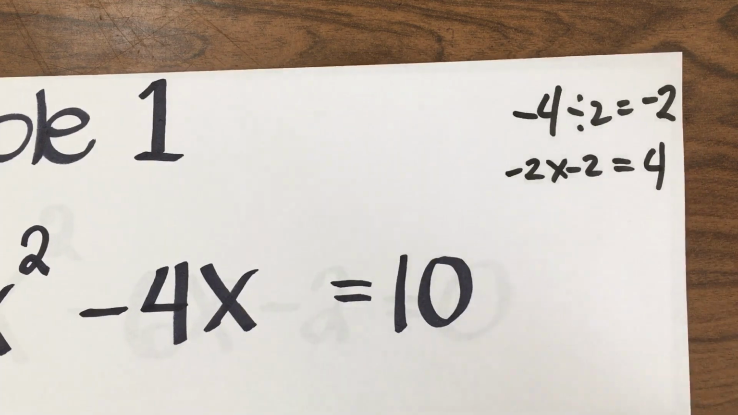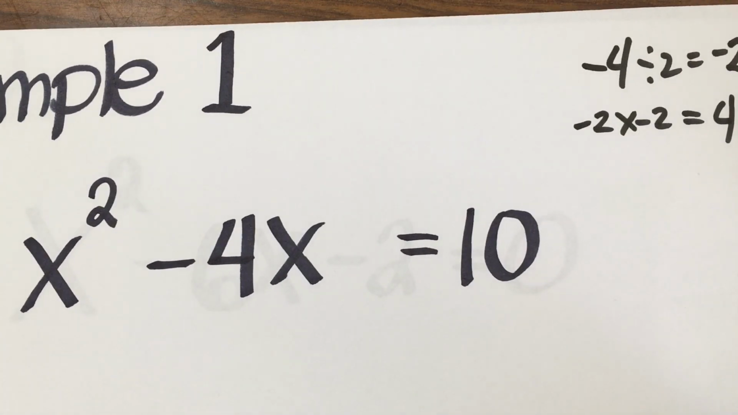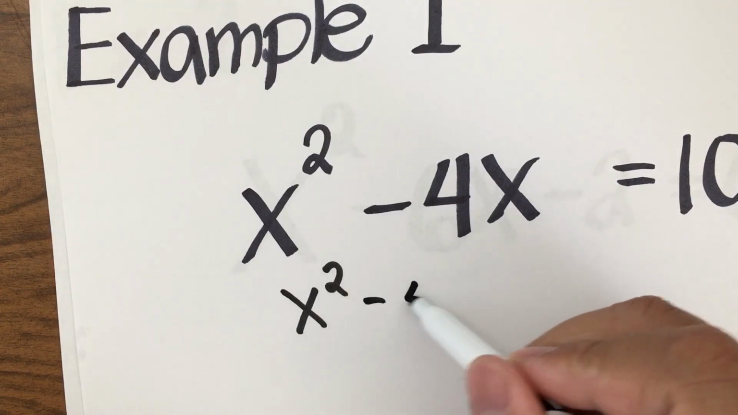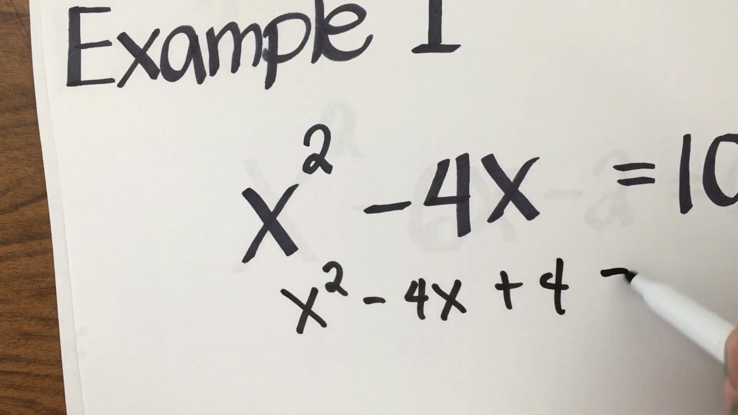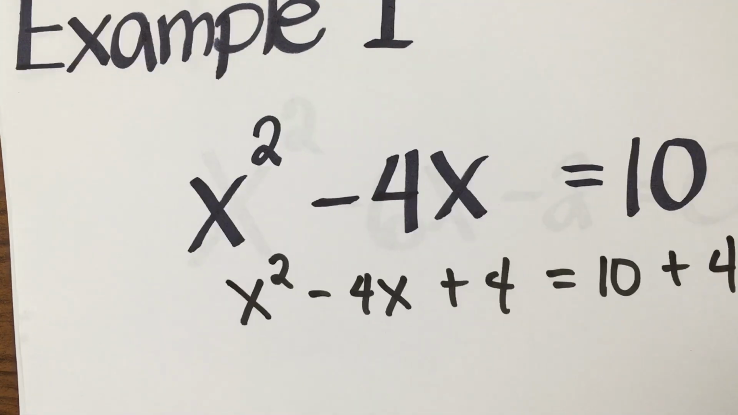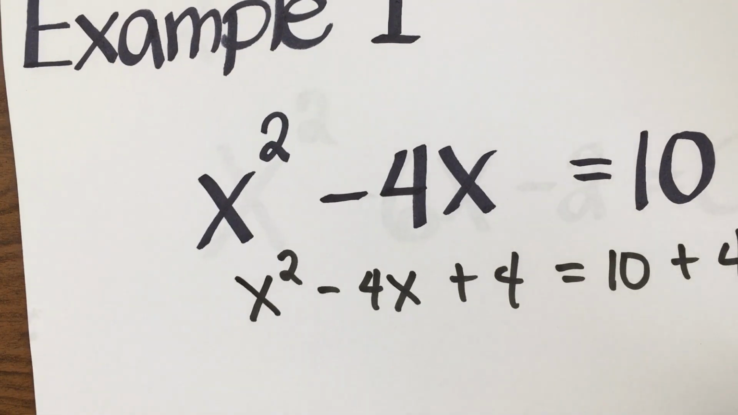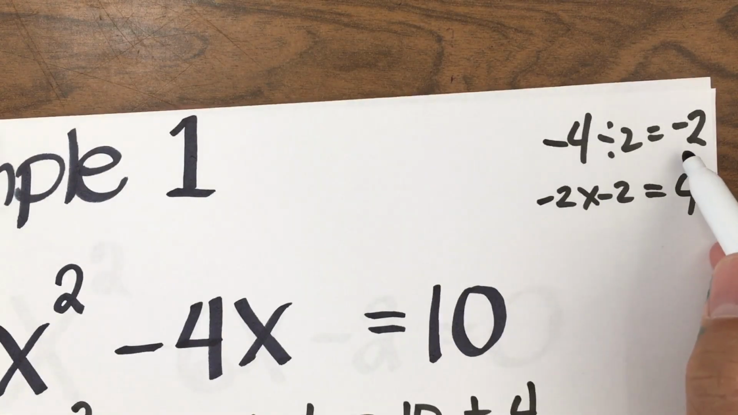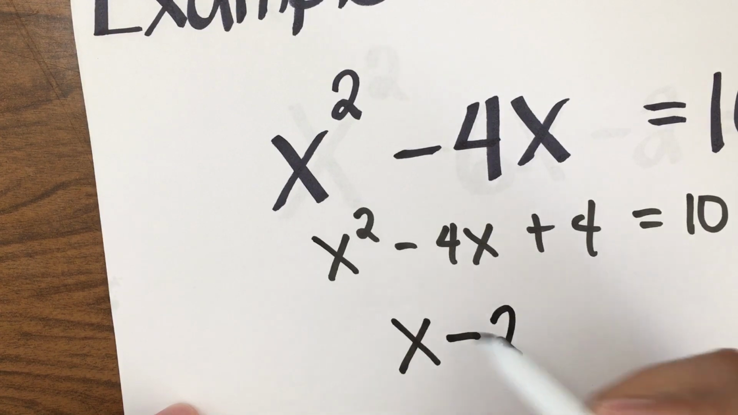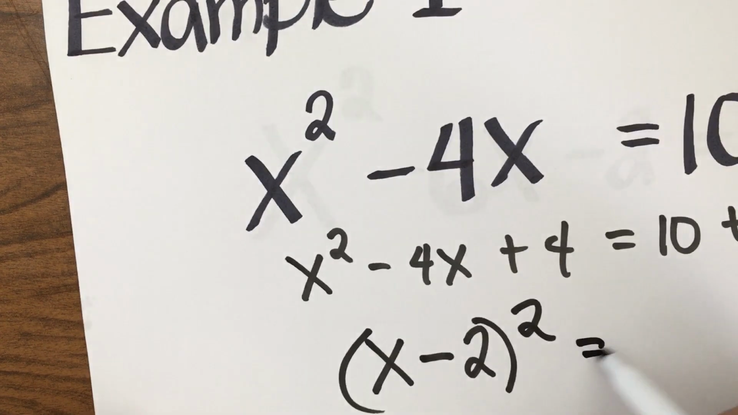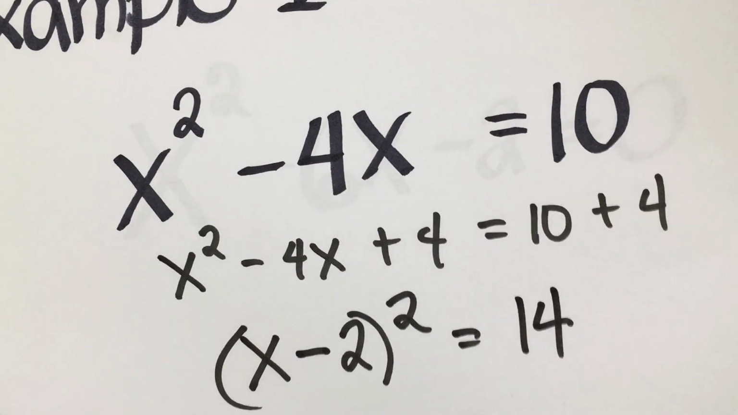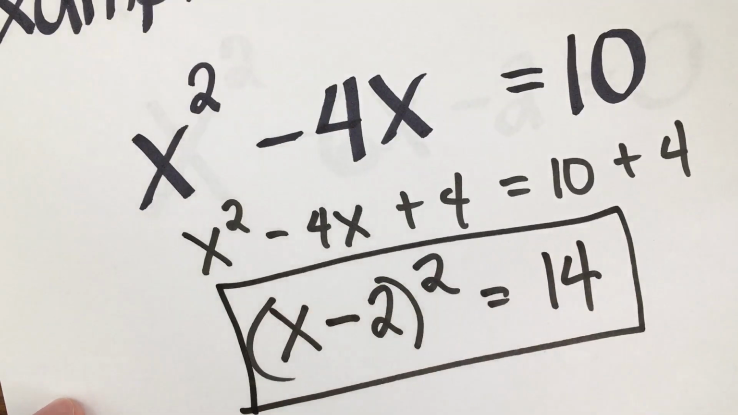So which means 4 is the number that we're going to add to both sides of the equation. So you have x squared minus 4x plus 4 is equal to 10 plus 4. And then we simply write it as a complete squared equation. So what is the half from a while ago? That's negative 2. So our equation would be like this. And then we just add 10 and 4 on the other side, which is 14. So this is our final answer.